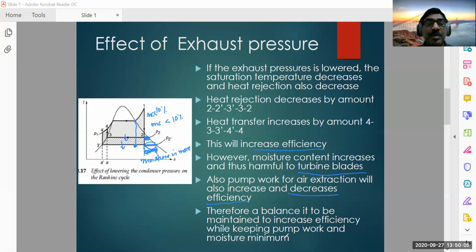So pump work and moisture should be minimum, and also you have to get the maximum efficiency. Like that, you have to choose the condenser pressure. You cannot arbitrarily decrease the condenser pressure. If you decrease it, the moisture content will increase, and the extra air pump work will also increase. So these are the side effects of this particular procedure, when you are reducing the exhaust pressure.